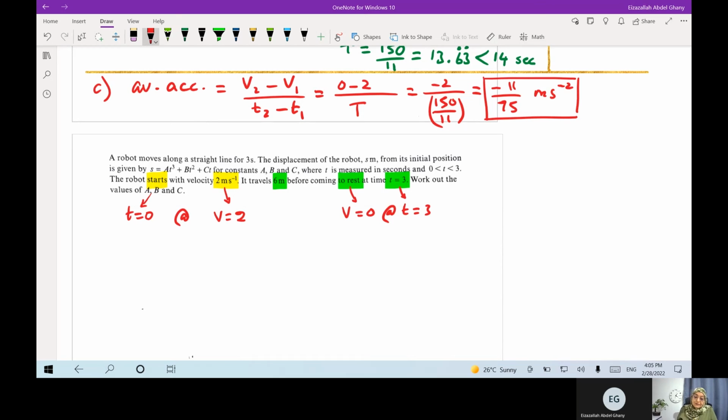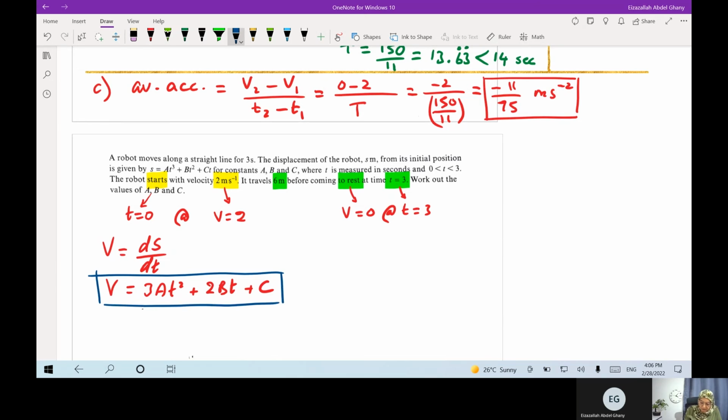Let's go. First thing, we have to find velocity by finding the first derivative of the displacement. So v is ds by dt. Power goes down, decreases by 1. We need to find velocity in terms of t, because here we are having 2 relations connecting v and t. It will be 3at squared plus 2bt plus c. This is the velocity. Okay, we'll put it in a box to concentrate because we use it in all the questions.